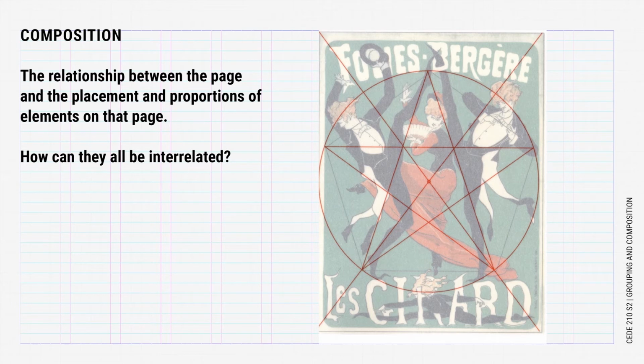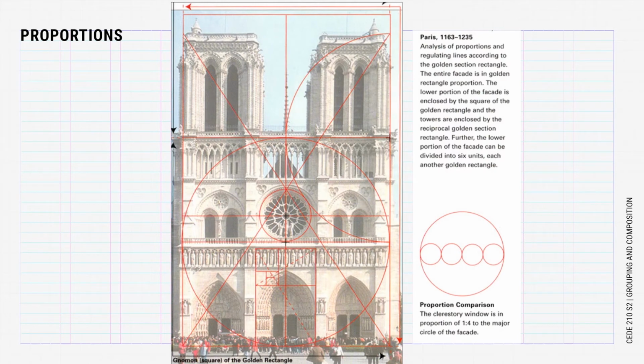So let's now start to talk about composition. When I'm talking about composition, I'm really talking about the relationship between the page and the placement and proportions of elements on that page. And I ask, how can they all be interrelated? The purpose of this talk is to look at some compositional strategies to balance the proportion of elements and relate them to the page.